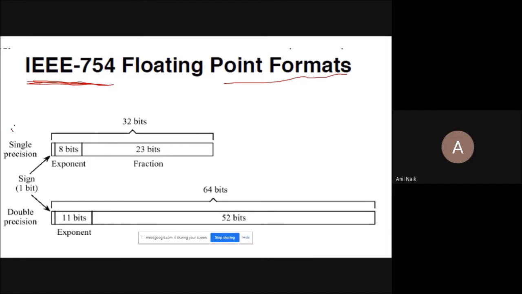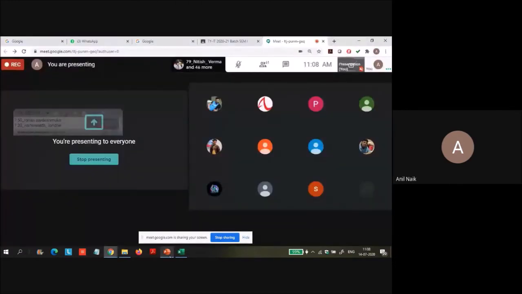IEEE 754 floating point has two formats. The first type is the single precision data type, and the second type is the double precision data type. Single precision is a 32-bit format, and double precision is a 64-bit format. We will discuss some examples, where you have to represent a given number in a particular format, single precision or double precision.